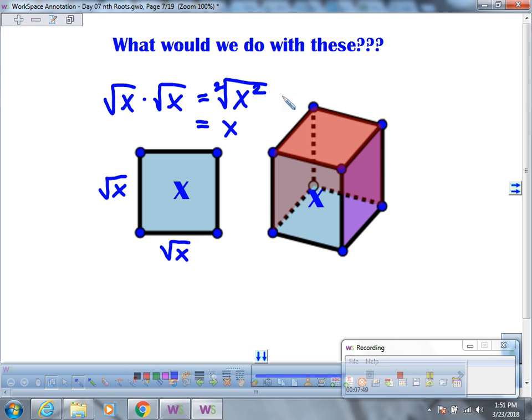So what's the root of the cube? There's way too much talking going on back there. I'll let you guys talk in a second.